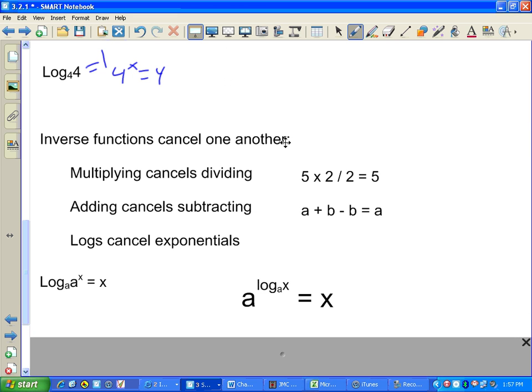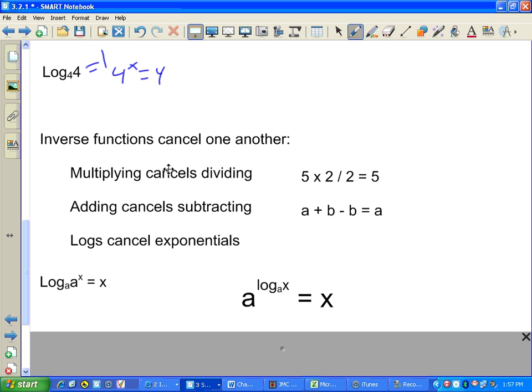If we talk about inverses again, inverses cancel. So like multiplying cancels dividing because those are inverse operations. So if I have 5, I multiply by 2 and divide it by 2, I end up with what I started with. Okay, these two operations cancel each other out. They negate each other. Same way adding and subtracting negates each other. And you end up with just what you started with.